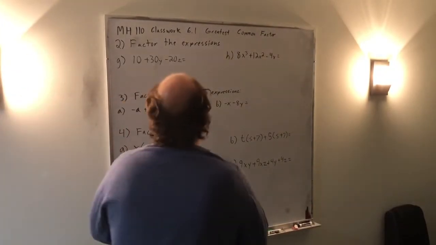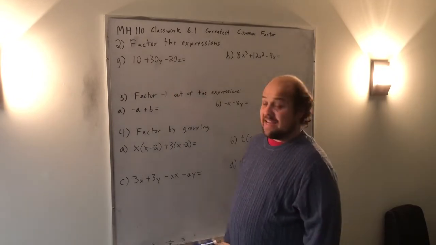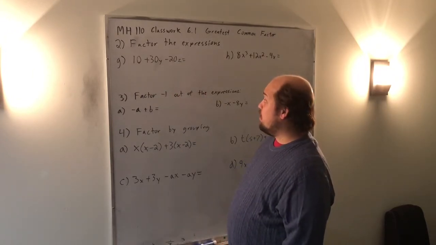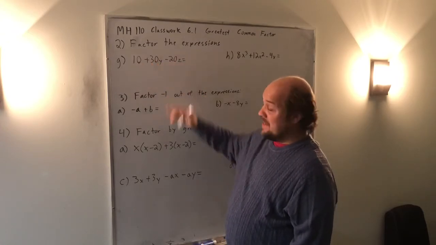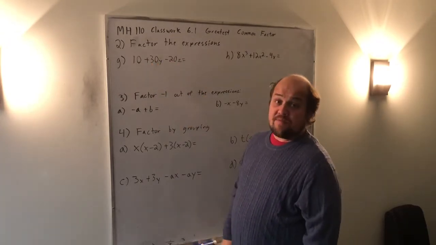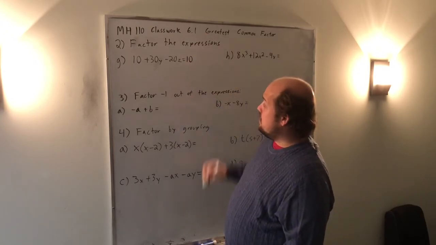When we factor out from 3 terms, we still use the same general idea. Basically, we're looking for what goes into all 3 evenly. So 10, 30, and negative 20. 10 is the common factor that goes into all of these evenly. So I could take out 10.